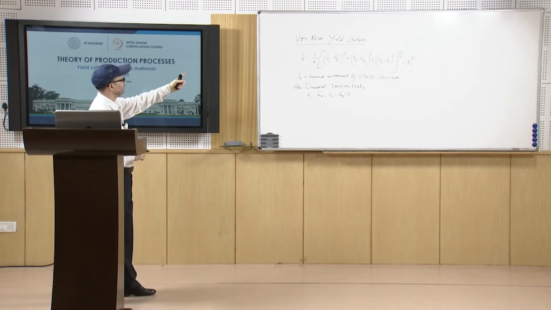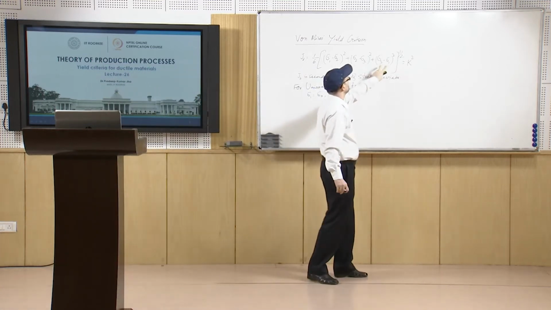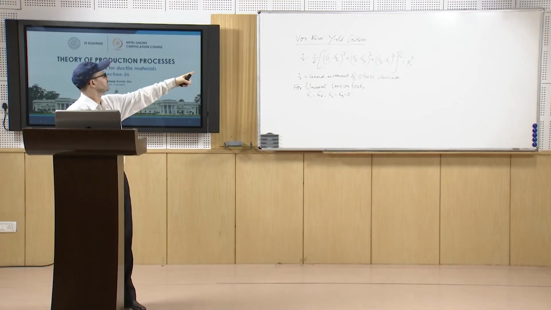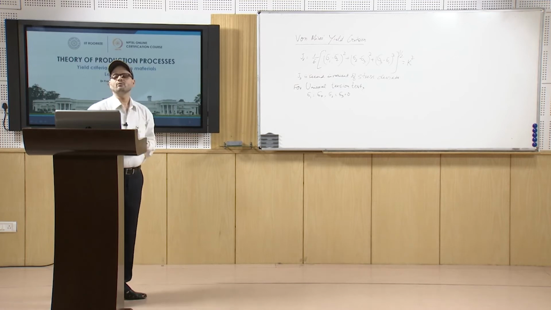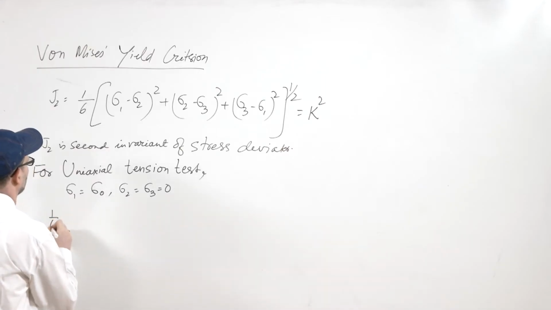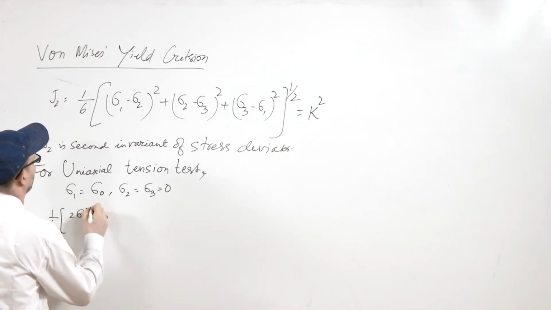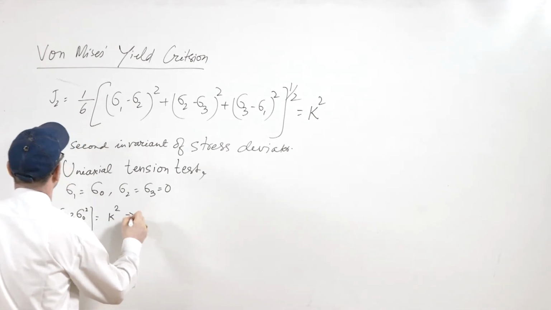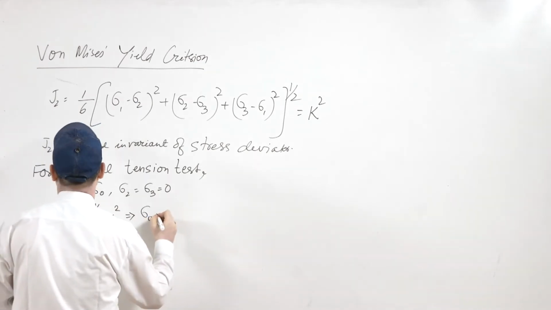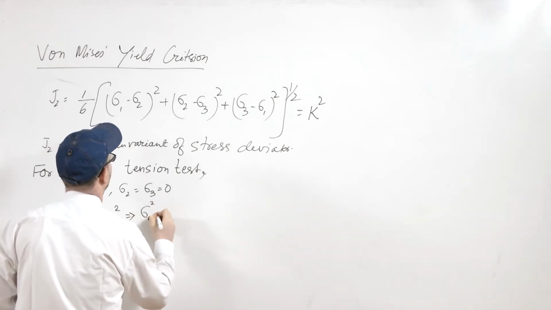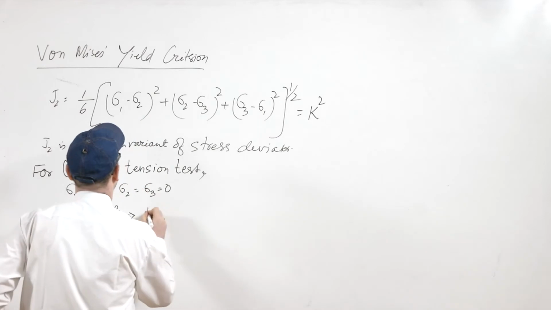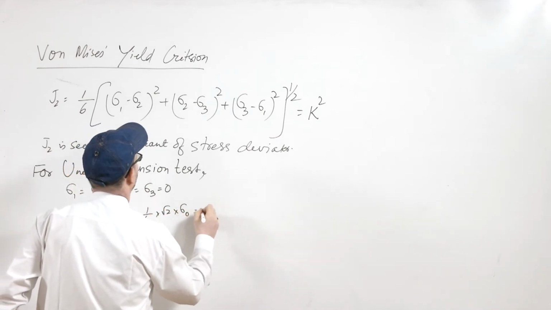So, sigma naught square plus this term will be 0 and this will again be sigma naught square. So, 2 sigma naught square, under root, and then by 6 will be k square. So, 1 by 6 of 2 sigma naught square will be k square. Here you solve it. So, it will be 1 by 6 into root 2 into sigma naught will be k.